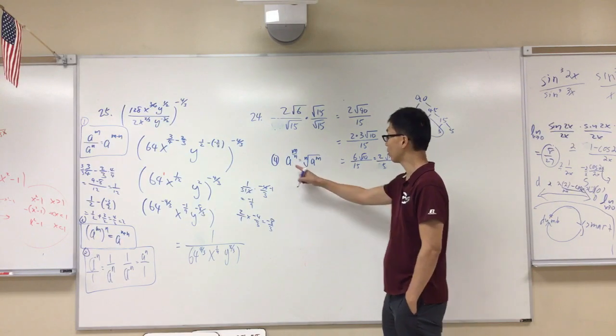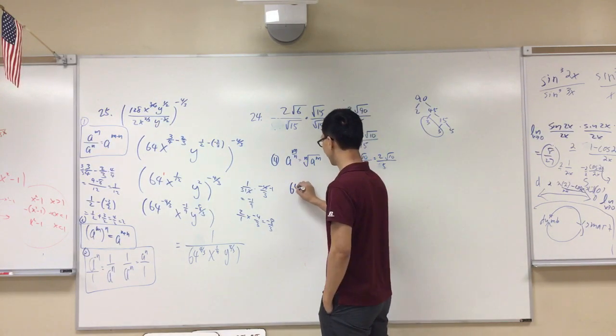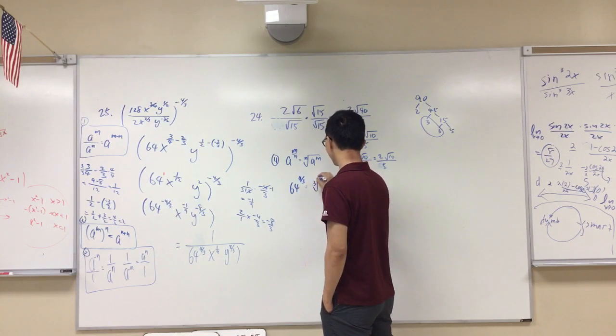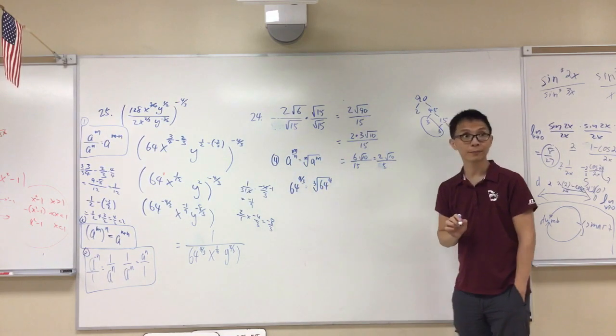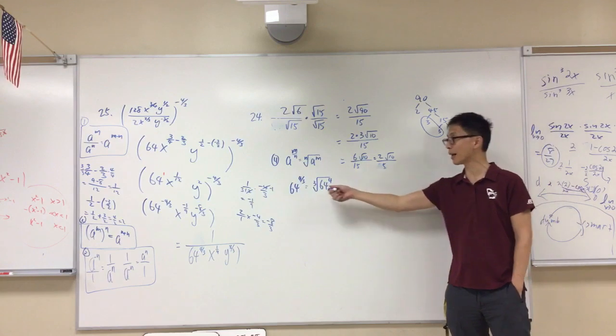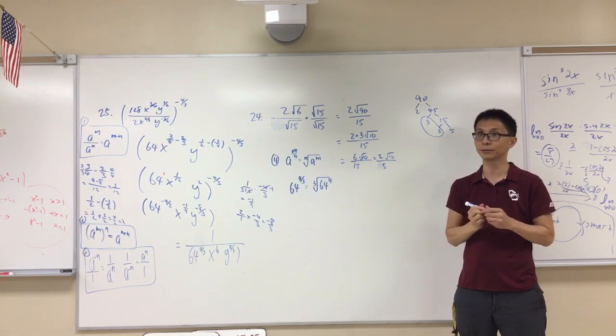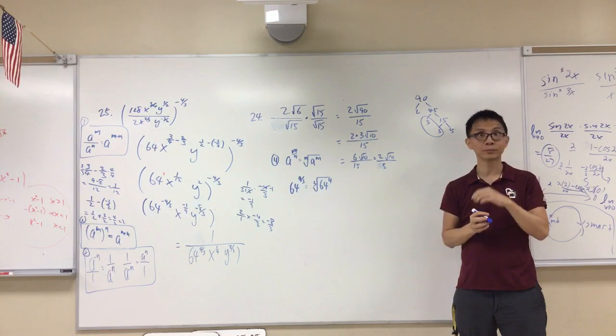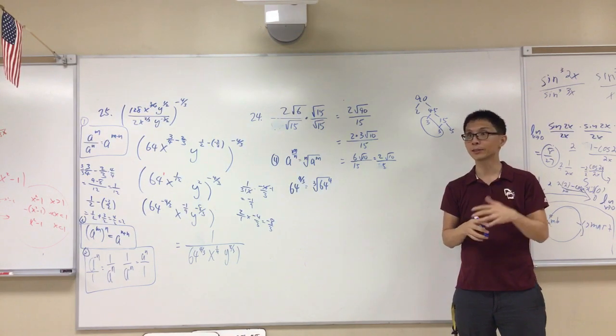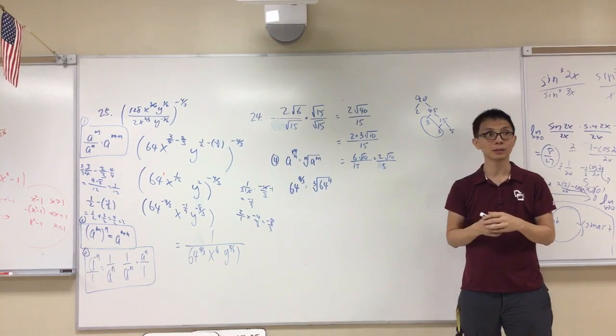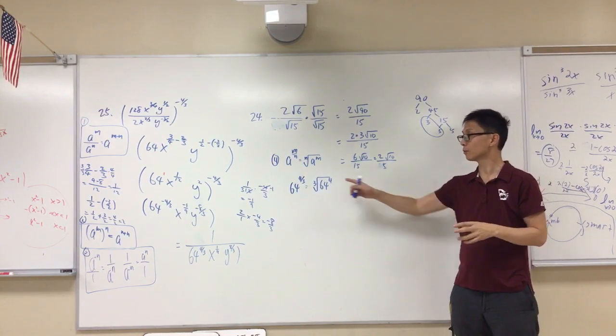Right? So here is 64 to the 4 over 3 power. That's equal to the third root of 64 to the 4th power. Imagine that you had to do 64 to the 4th power, and I didn't give you a calculator. It would have been easy, right? But how do we do it?